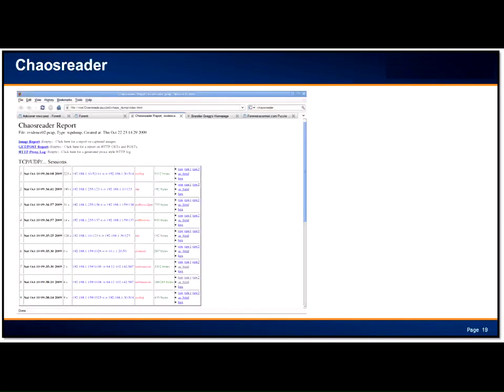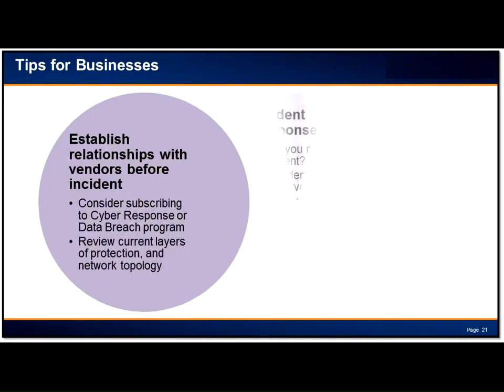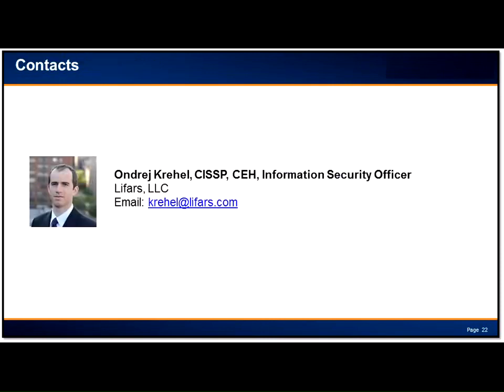Okay. This is the Chaos Reader. This is getting POST requests. And of course, some tips for the businesses here. So let's go back into the Wireshark, and let's look at the request itself.